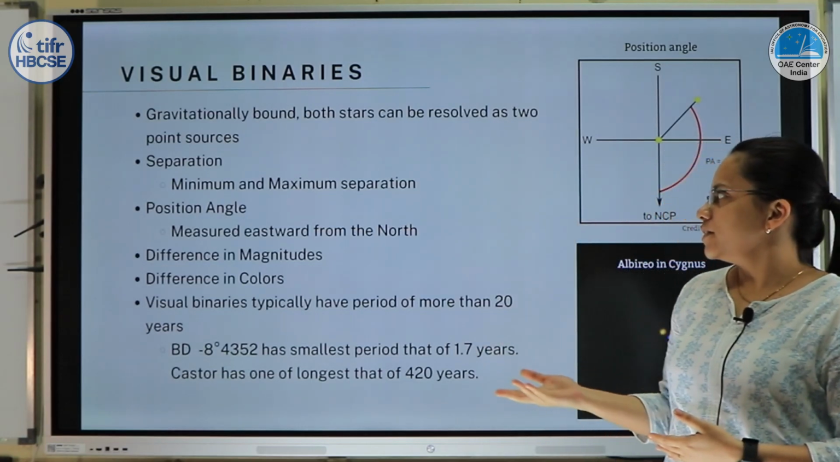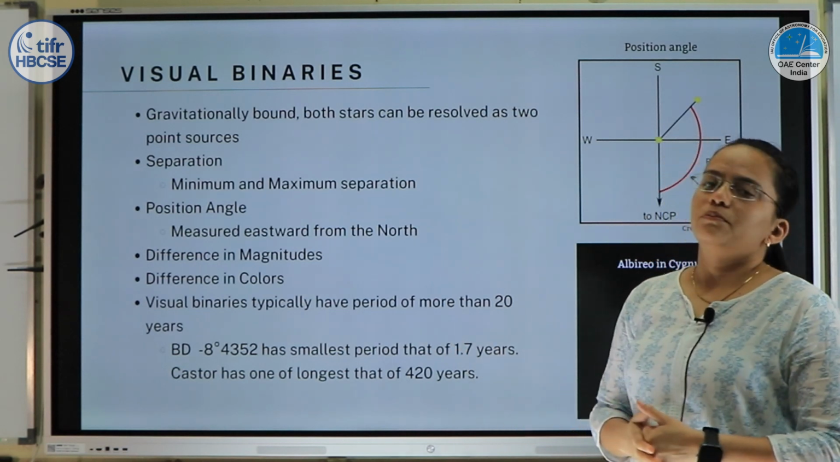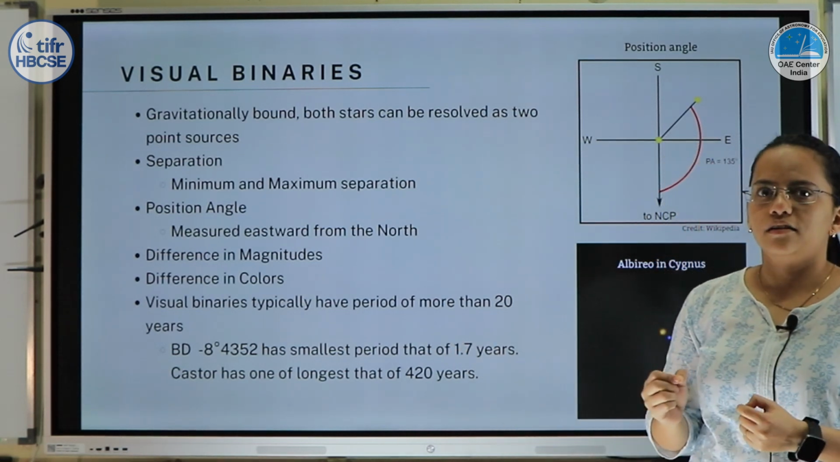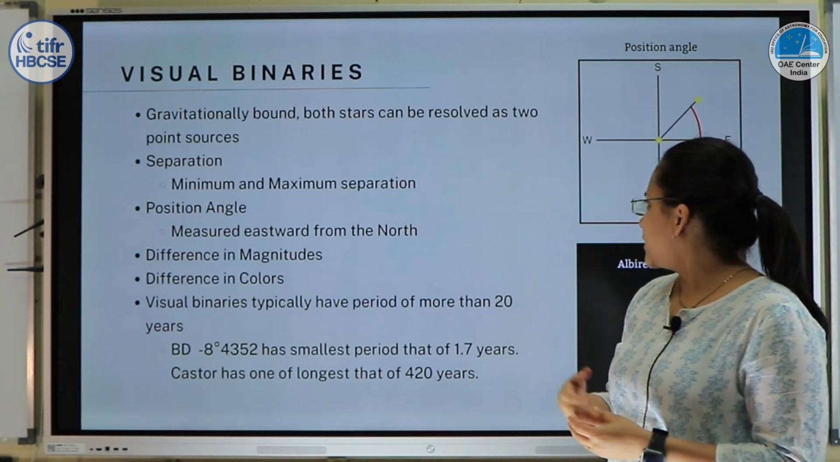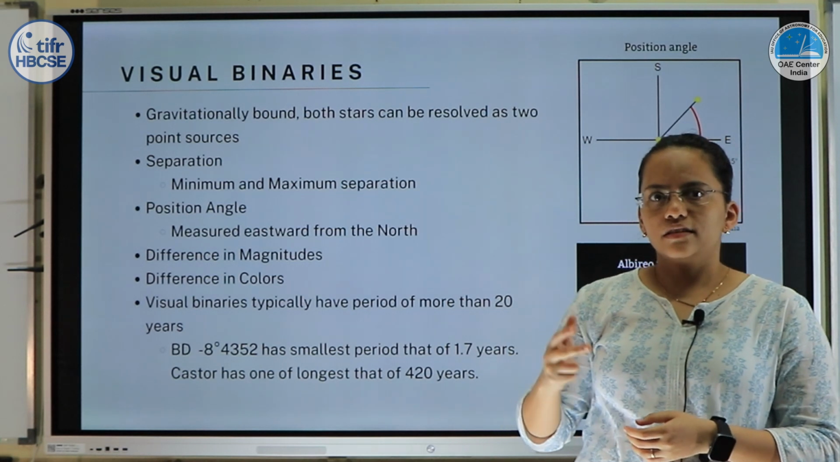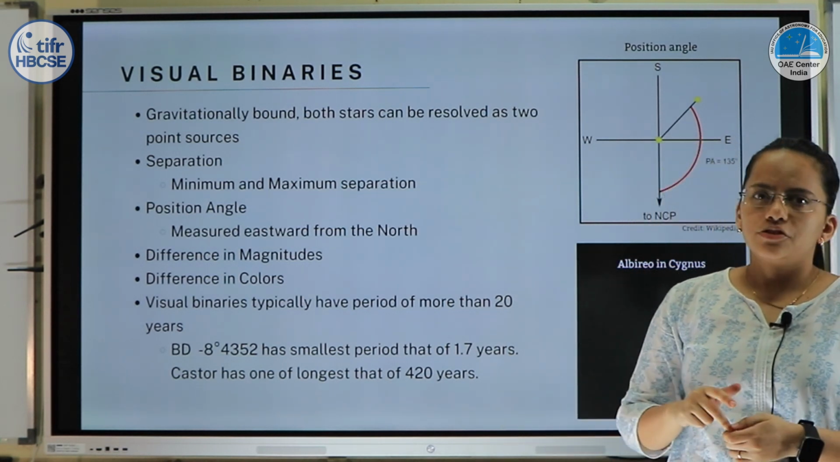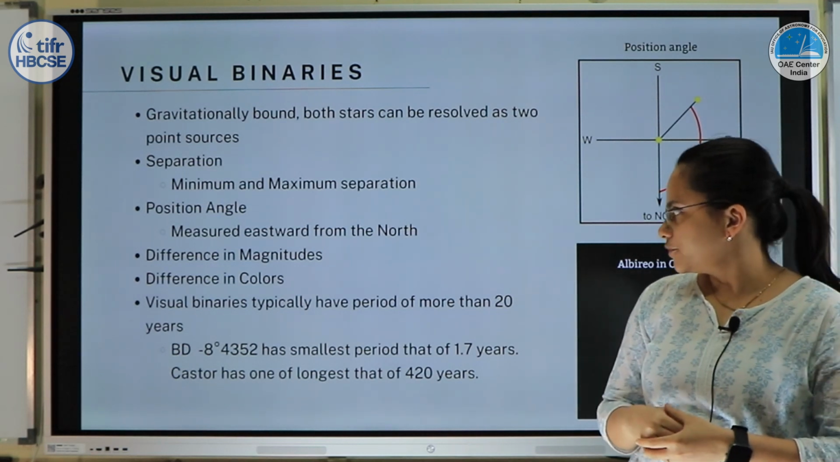You can also measure the difference in magnitudes, and you can measure the difference in colors. Most of the two stars in a binary system have different colors. For example, the star Albireo in Cygnus. There are two stars, one of the stars is goldenish in color and the other one is bluish green. So you can measure the difference in colors.